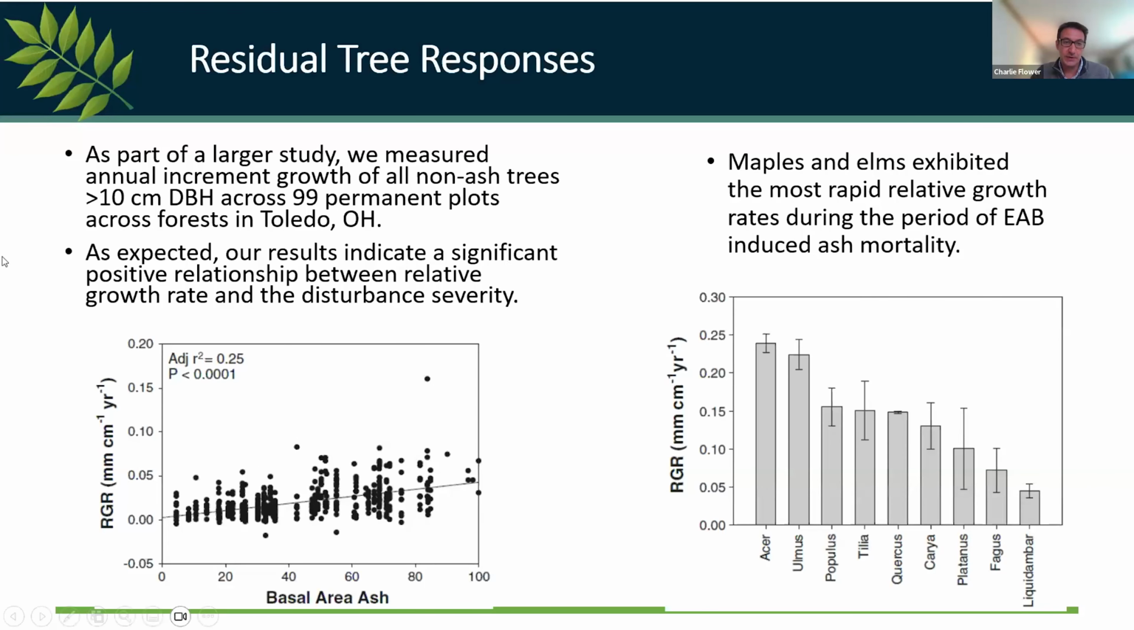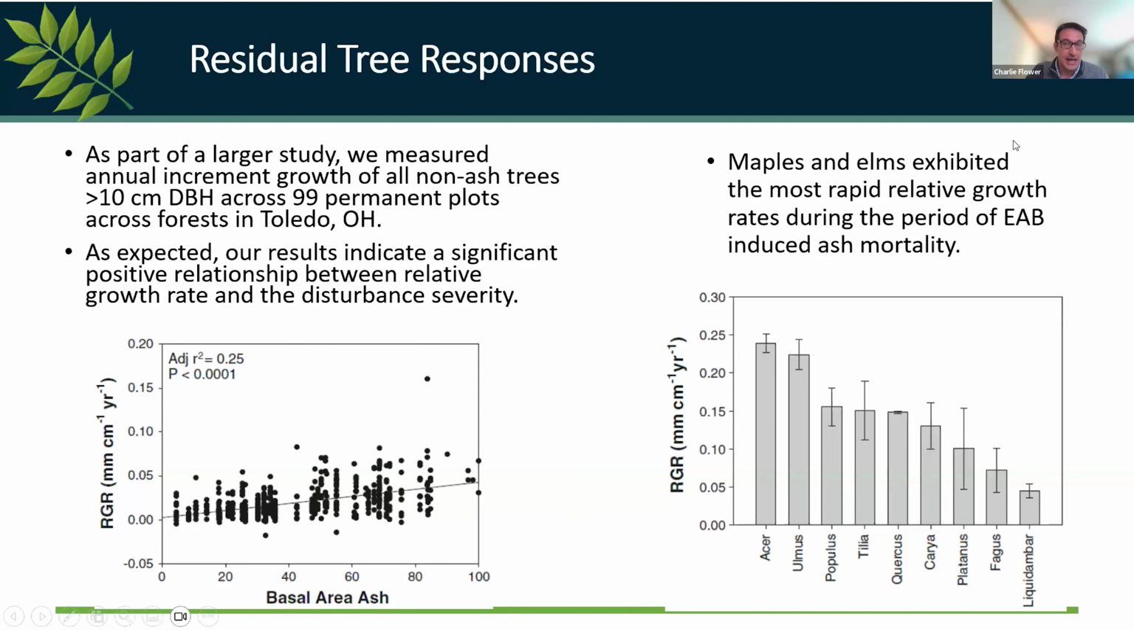So one of the things we've been interested in, accidentally skipping ahead, is assessing these residual tree responses. As part of this larger study, we measured annual increment growth in non-ash trees that are greater than 10 centimeters diameter across 99 permanent plots in Toledo, Ohio. As expected, here in the bottom left, our results indicate a significant positive relationship between relative growth rate and the disturbance severity, right? Disturbance severity is basal area of ash. More ash decline, higher growth. And that's generally speaking a water, nutrient, light availability issue.